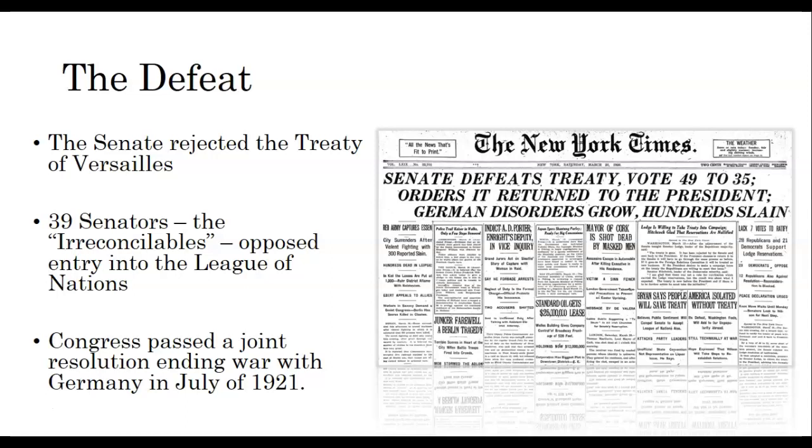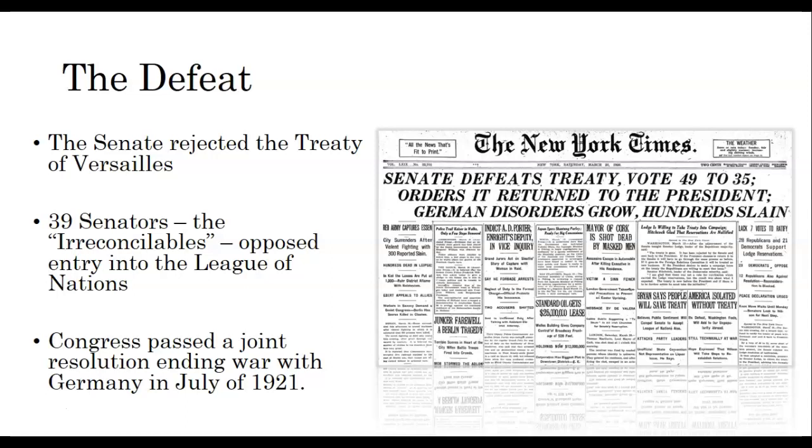So the Senate defeated the Treaty of Versailles 49 to 35. We rejected it, did not sign it, and that meant the United States would not agree to the peace terms with Germany the way that other European powers did. The United States did not join the League of Nations, and again, that opposition was led primarily by 39 senators, which called themselves the Irreconcilables. They were opposed to entering the League of Nations.